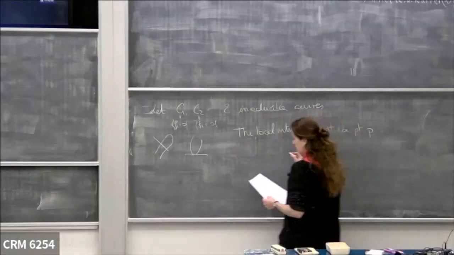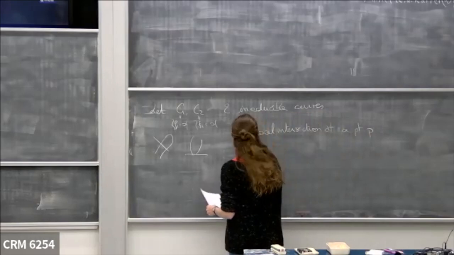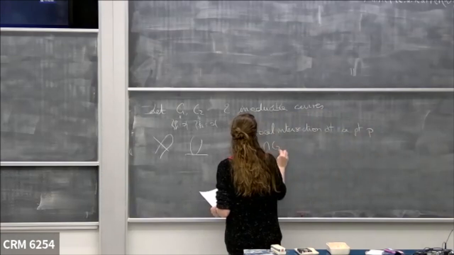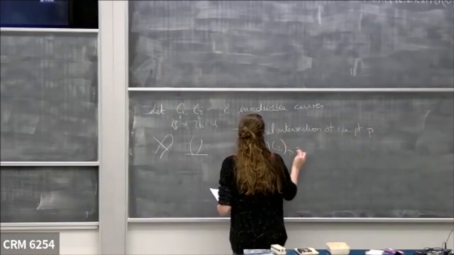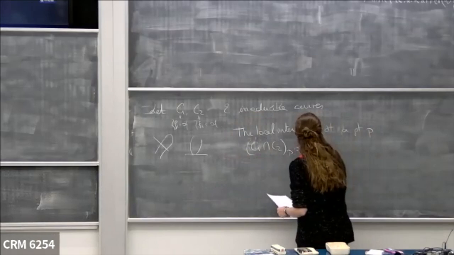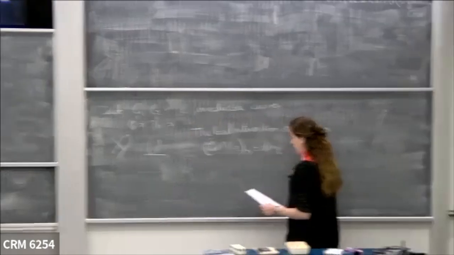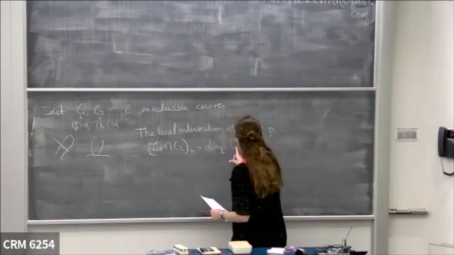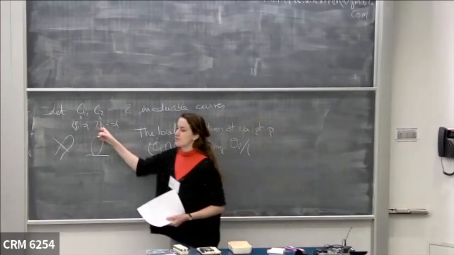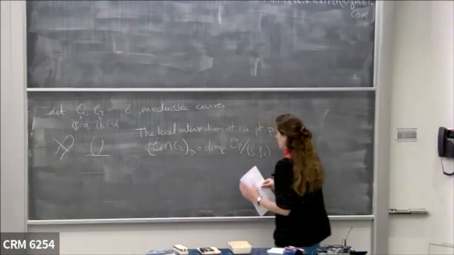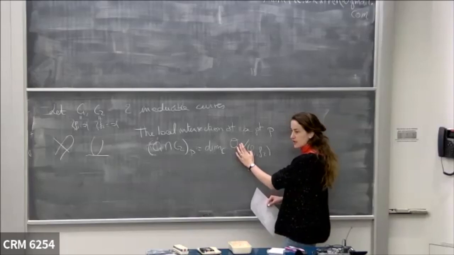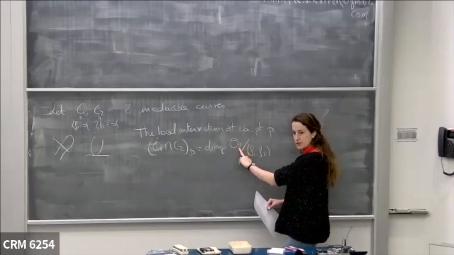You can define it to be C1 intersected with C2 at P. So the way to do it is to take the complex dimension of the ring of regular functions at P, quotiented by the ideal generated by the two equations. What we mean by this is quotients of polynomials such that the denominator doesn't vanish at P.